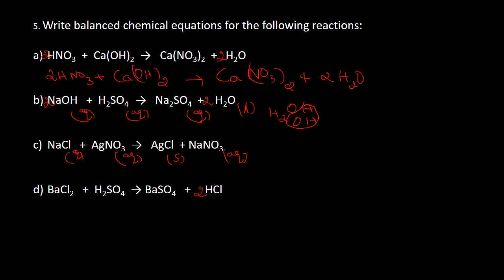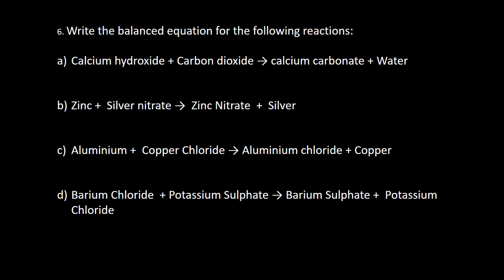Now the next question of this session: write the balanced equation for the reactions. So calcium hydroxide. Let us take the pen and start balancing it. Calcium hydroxide, Ca(OH)2, plus carbon dioxide gives calcium carbonate plus water. Now water is a liquid, calcium carbonate is a precipitate, carbon dioxide is a gas, and calcium hydroxide is an aqueous solution.